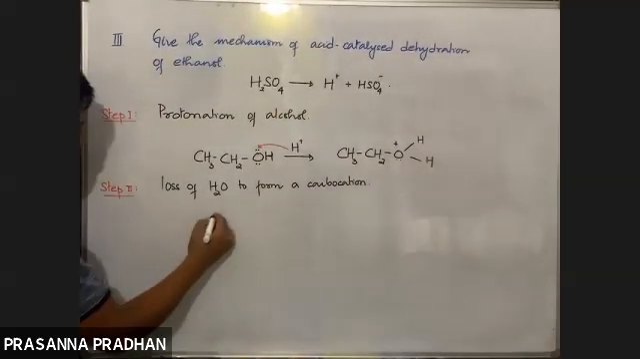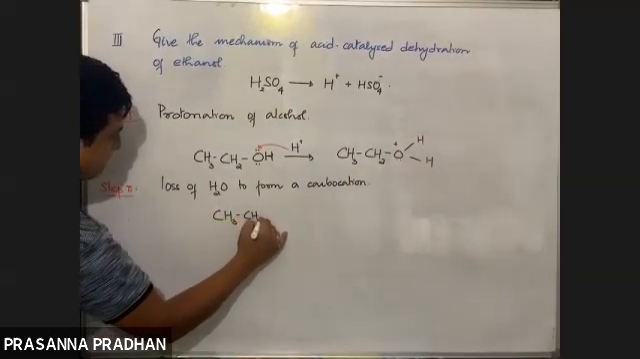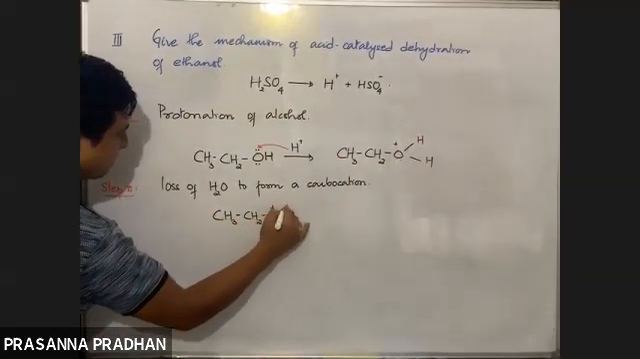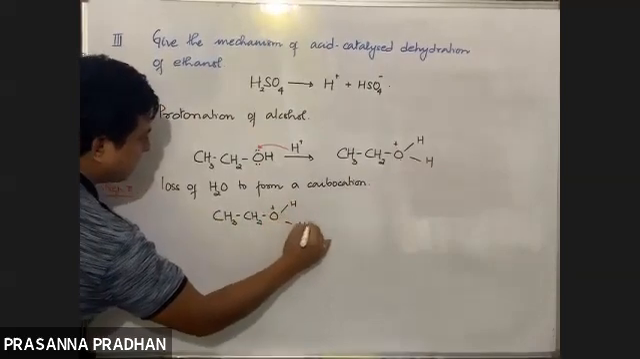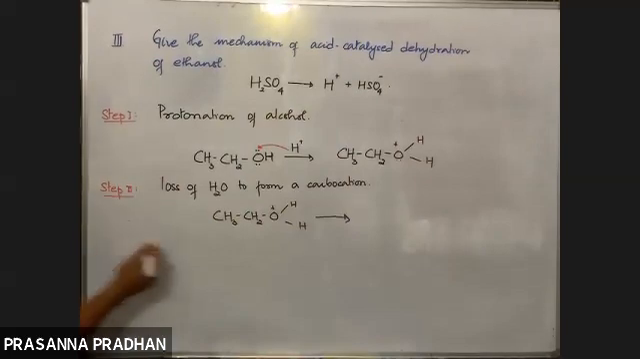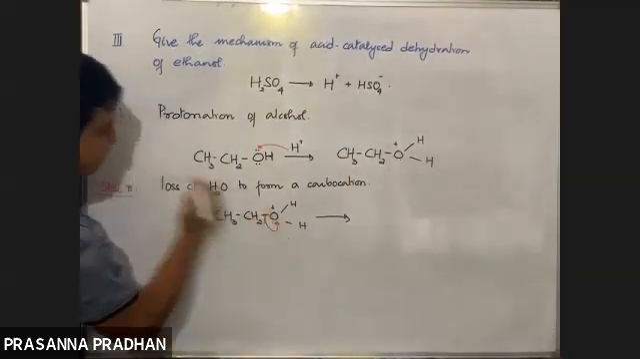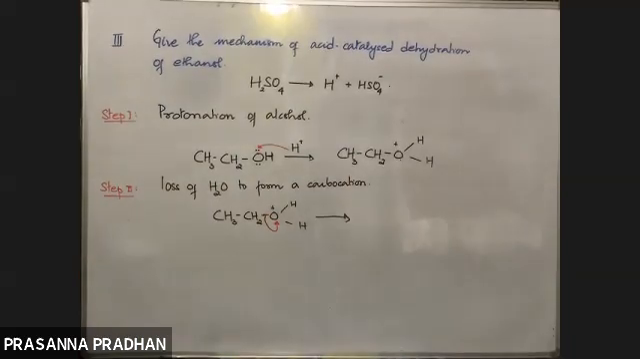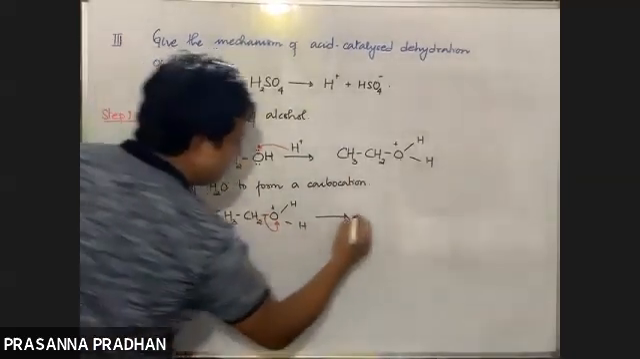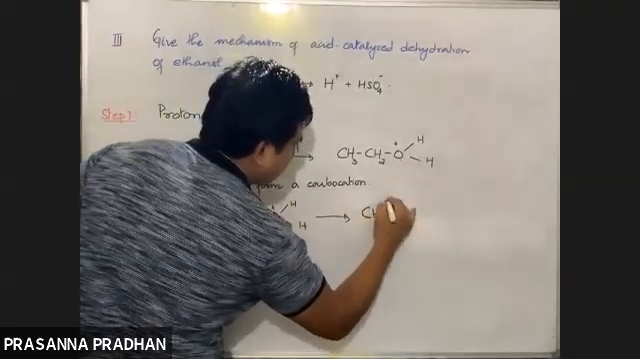So what did I say just now? Oxygen does not like positive charge on it. Why? Because it itself is electronegative. So how will it get rid of the positive charge? In order to get rid of this positive charge, this oxygen will pull these two electrons towards itself. So it will get lost as water. ये bond break हो रहा है. So what do we get out here? CH3, CH2, positive.